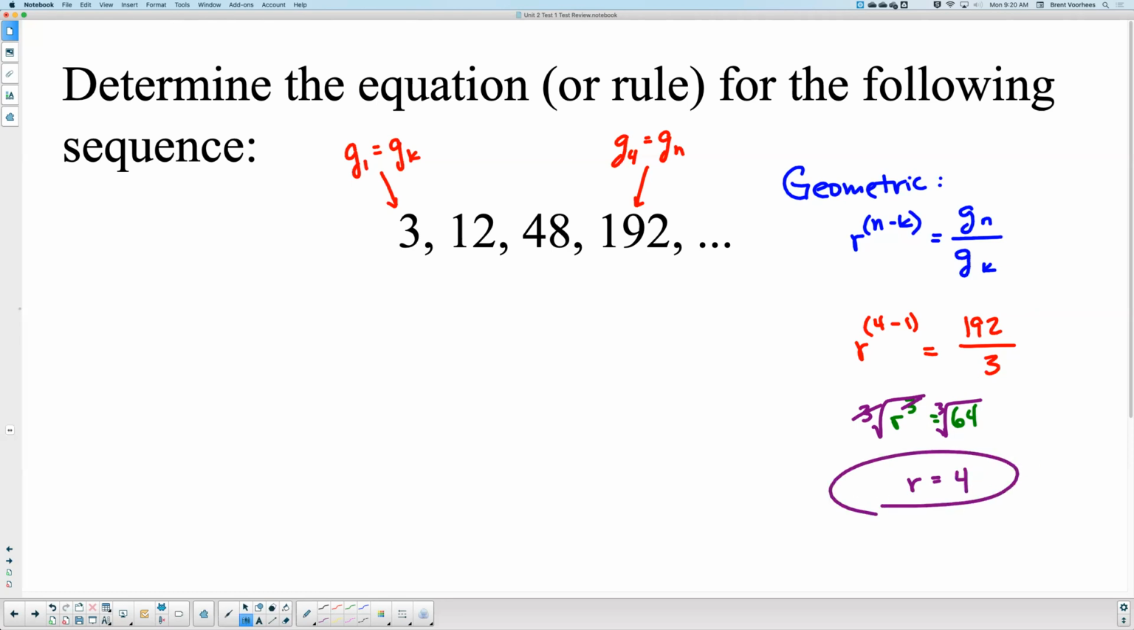And so you see how that does work? Now, is that the equation though? No. So the equation would look like this. You would say Gn equals, now you substitute GK. What is GK? 3 times our ratio of 4 to the power of N minus K, and in this case, K is 1. Now, I don't really know if you remember this, so go ahead and box that up. That is an equation.